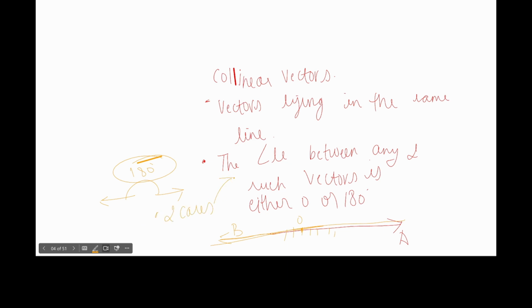For the angle in collinear vectors, that is 0 or 180 degrees.